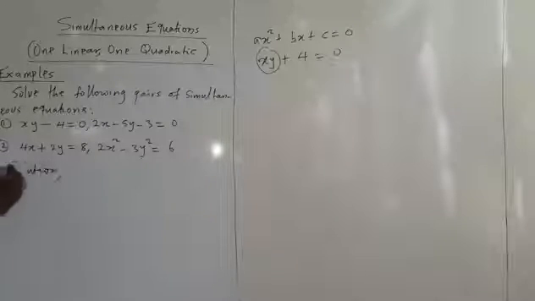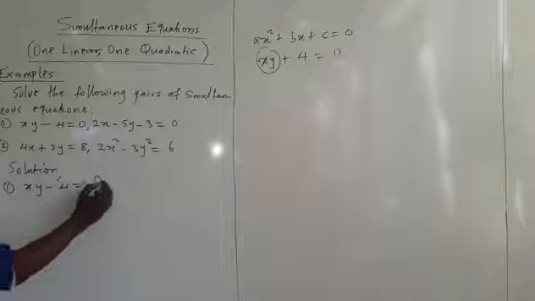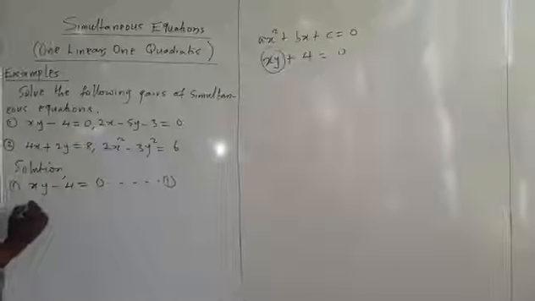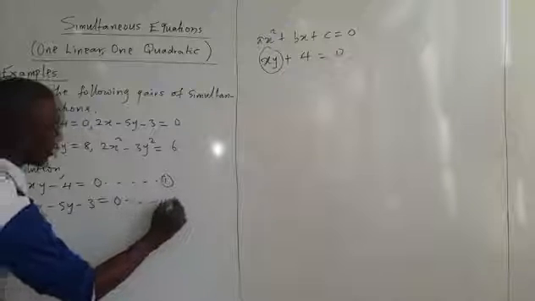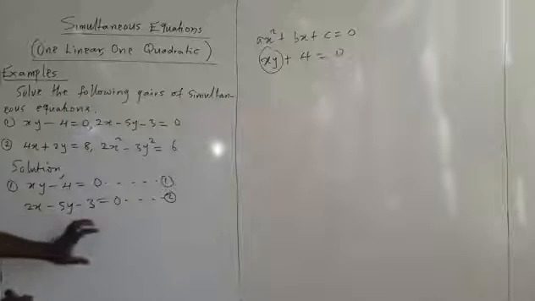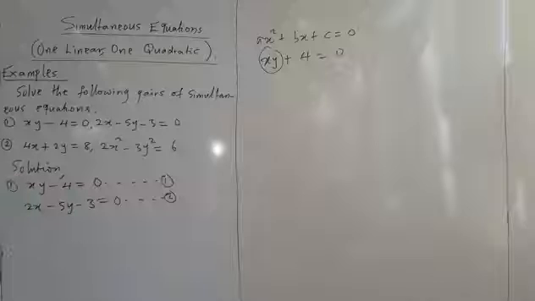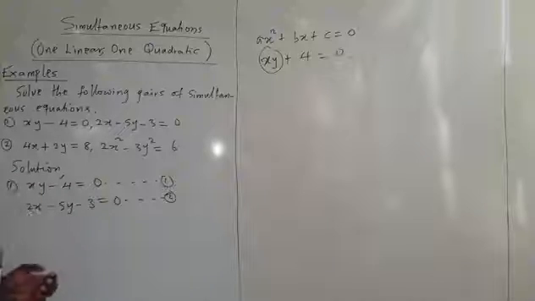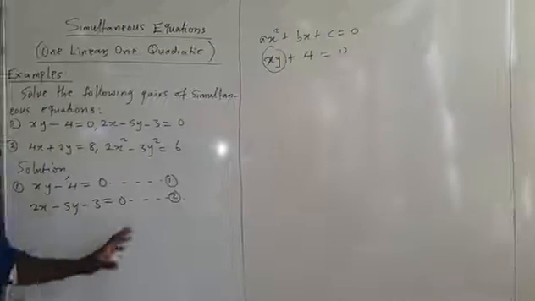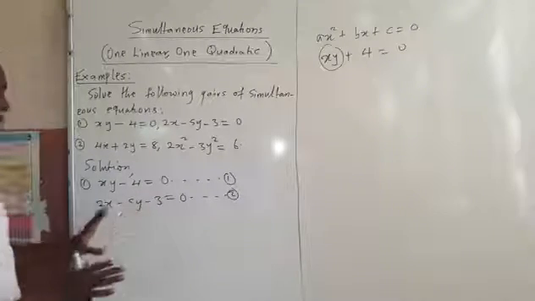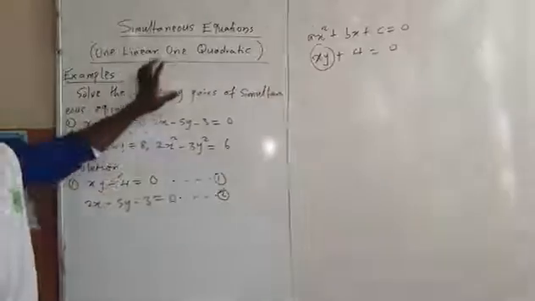So the solution of the first question: xy minus 4 equals 0, we call this equation 1. Then we have 2x minus 5y minus 3 equals 0, we call this equation 2. Let me briefly explain this. Under simultaneous equations, one linear, one quadratic, we frequently use either the substitution method or the graphical method. But for the purpose of this class, I'm going to make use of the substitution method to solve these simultaneous equations, one linear, one quadratic.